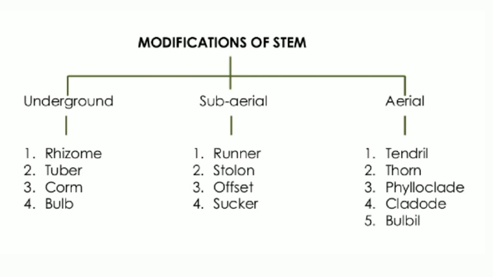Aerial, subaerial, underground. In case of underground, the modified stem was completely present in the soil, completely buried in the soil. In case of subaerial, the modified stem was either just above the soil layer or just below the soil layer. But in case of aerial modification, the stem is completely in the aerial portion, completely in the air. That's why it is called aerial modification, right? So we have some examples. We'll see one by one.